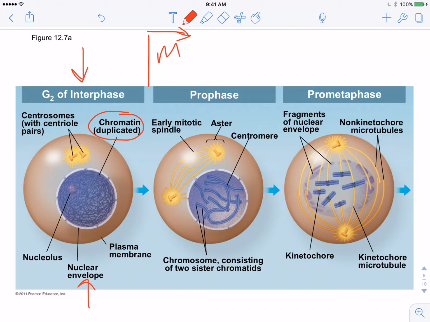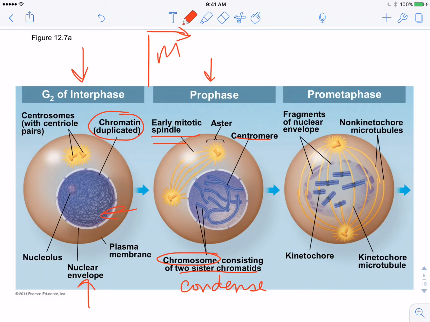The first part of mitosis is prophase, and so you start to have a little bit of mitotic spindle forming, and the chromosomes begin to condense and become visible as chromosomes, whereas over here they weren't really visible as individual chromosomes. Chromosomes consist of 2 sister chromatids, and they are joined at the centromere.